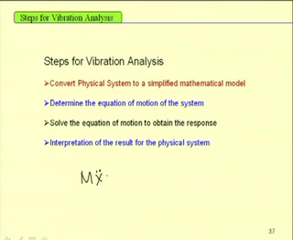So, in case of a single, two or multi degree of freedom system, in case of a single degree of freedom system, one will have a single differential equation of motion. In case of a two degree of freedom system, one will have a matrix differential equation in this form, that is m x double dot plus c x dot plus k x equal to f. So, in this, m is the mass matrix, k is the stiffness matrix, c is the damping matrix, x is the response and f is the force applied to the system.